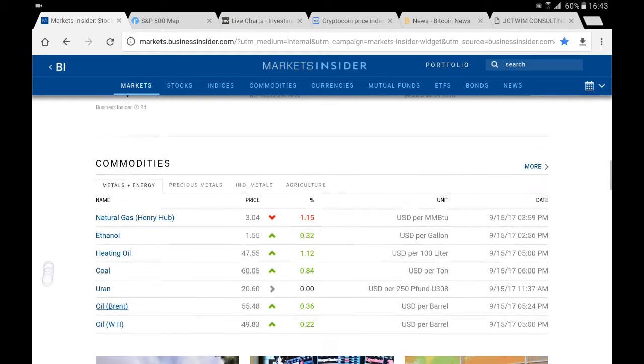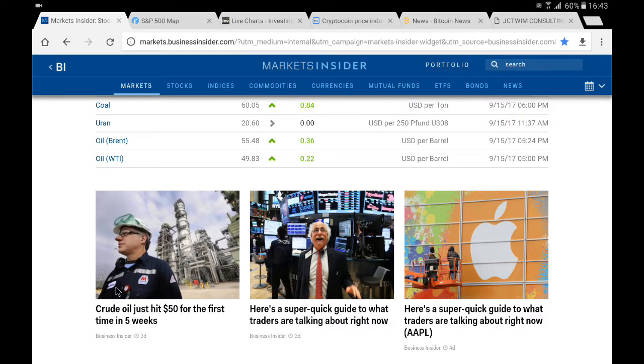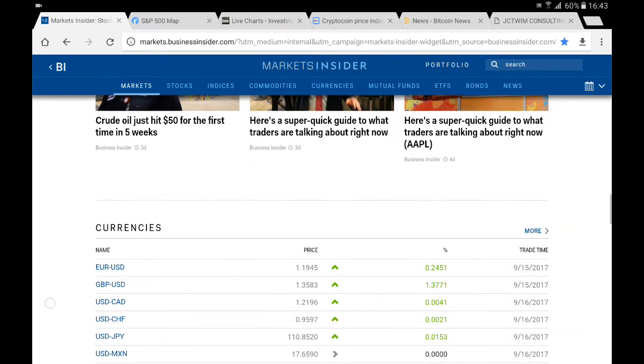Okay. Commodities, what's happening with the commodities? You see over here, crude oil just hit $50 for the first time in 5 weeks. So now crude oil is back at $50 a barrel. So let's see what's gonna happen. And over here, more to talk about Apple.